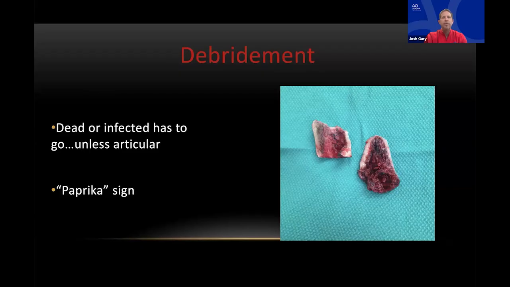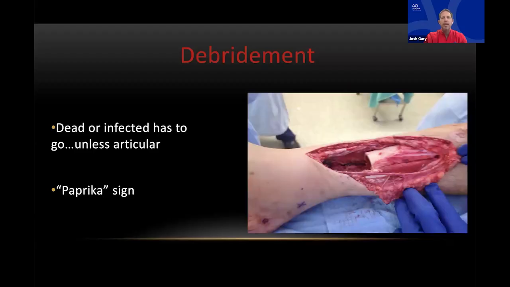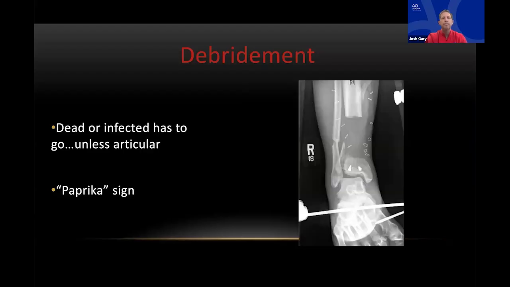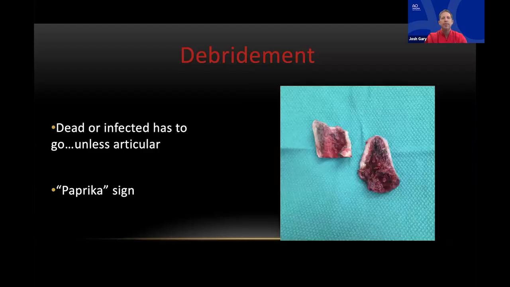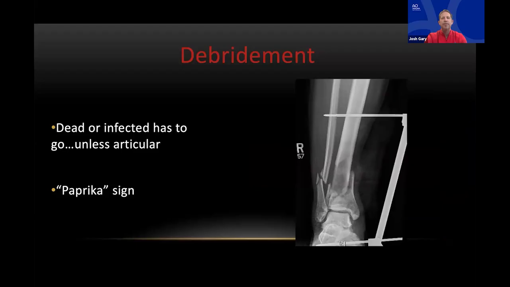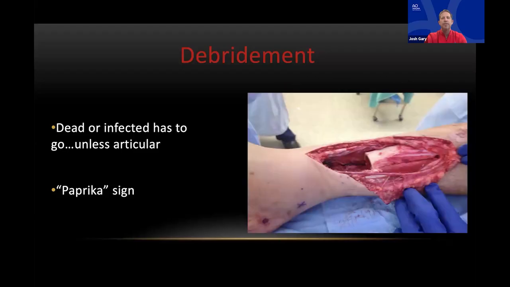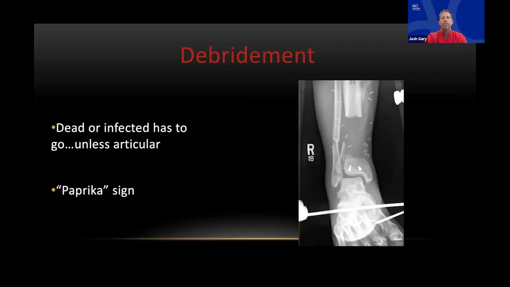You see a wound problem, you need to go thoroughly evaluate everything. The paprika sign is known where you're taking the bone back to healthy bleeding bone. So if you have a tourniquet up, that may really limit you in evaluating that, but you want to see the bone bleeding when you're debriding chronic infection back to healthy bleeding bone. And again, this is the debridement of this that showed up infected to a level 1 trauma center to get it back to healthy bleeding bone.